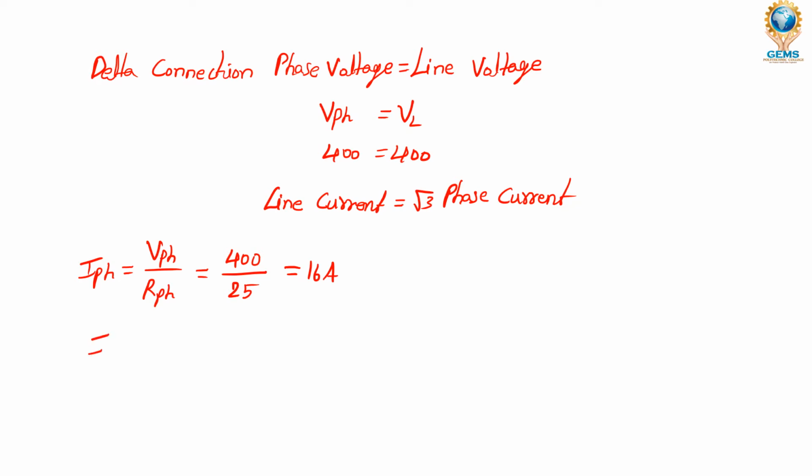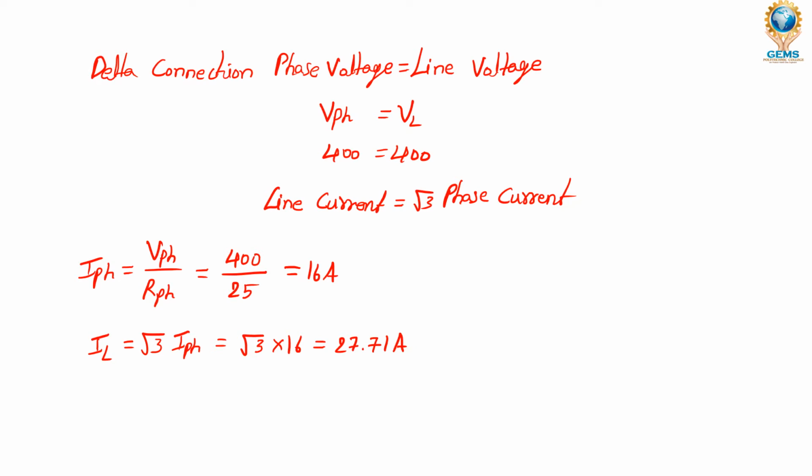From this, line current IL equals root 3 times of phase current. Root 3 into 16. We will get 27.71 amperes. This is how we have to calculate the line currents and phase current, line voltage and phase voltage. This is a simple calculation.